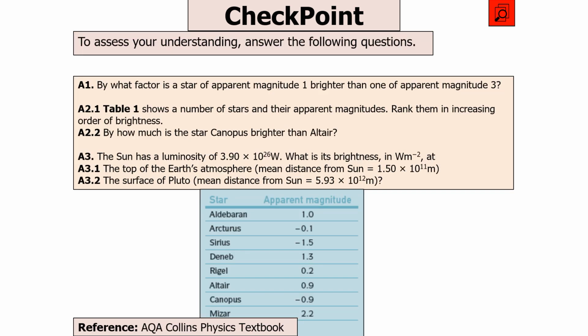The next question says, by what factor is a star of magnitude 1 brighter than one of apparent magnitude 3? Table 1 below shows a number of stars and their apparent magnitudes. Rank them in increasing order of brightness. How much brighter is the star Canopus than Altair? Then the sun has a luminosity of 3.90 times 10 to the 26 watts. What is its brightness in watts per meter squared at firstly the top of the Earth's atmosphere and then secondly at the surface of Pluto? So pause the video now, then unpause the video when you want to go through your answer.